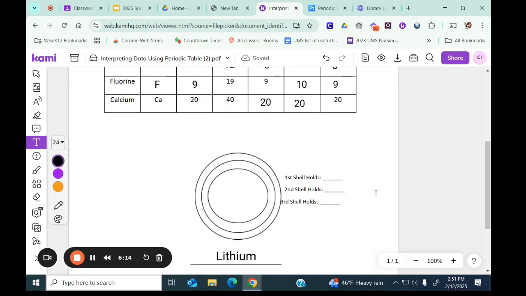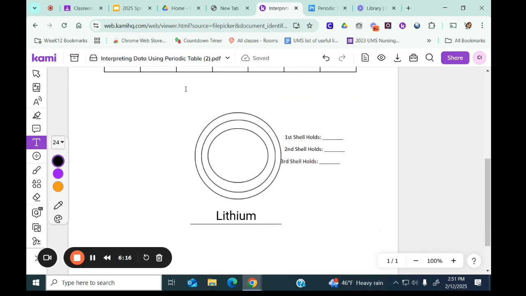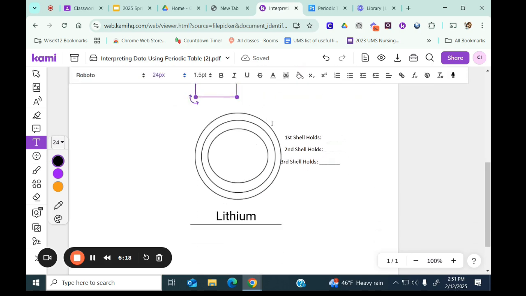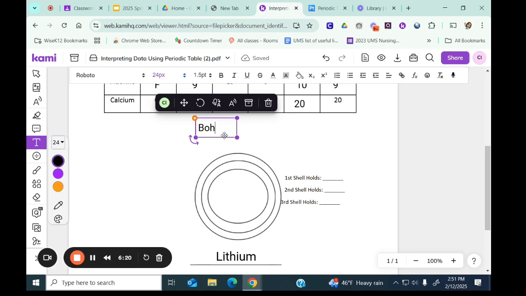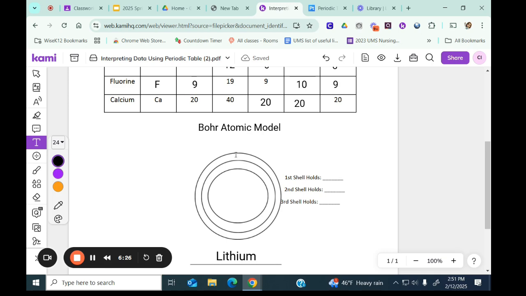Okay, now we're going to look at how we would actually draw these atom models. So we are going to draw using the Bohr atomic model. The Bohr atomic model says that the electrons are basically stuck in these orbits or these shells, as you can see here. They don't move around. They're kind of like planets that orbit around the sun. They stay in that particular path and they don't go anywhere.